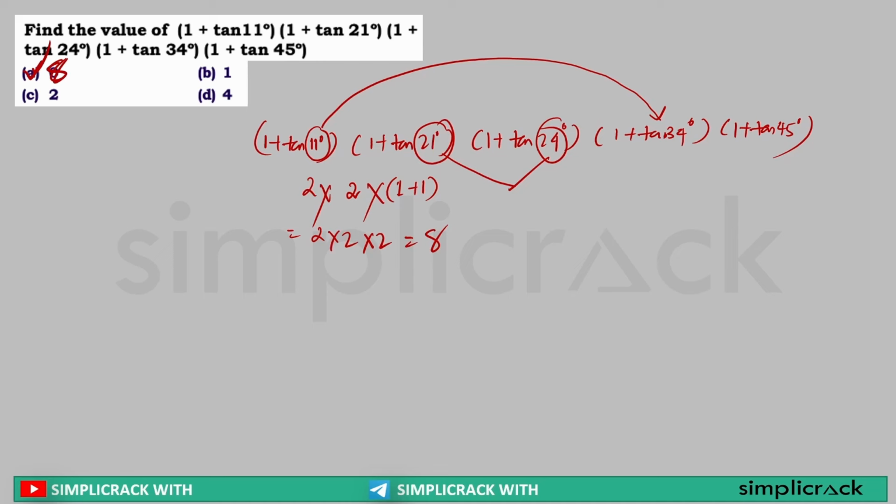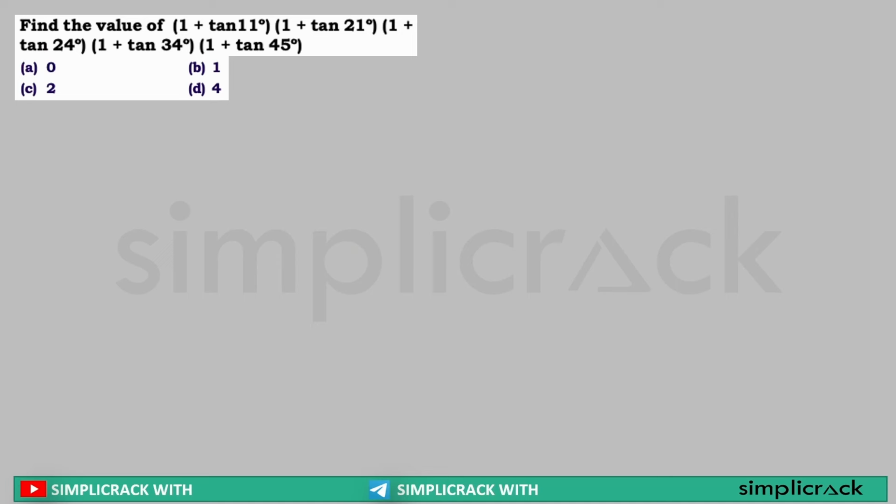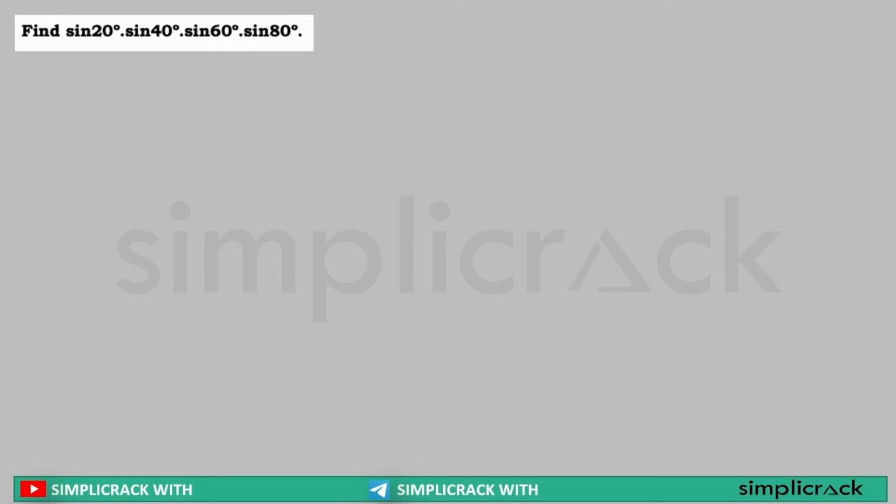Now, the last part of the whole class. This is a repeated question. Sir, sine 20 degree into sine 40 degree into sine 60 degree into sine 80 degree is equal to what? You need to remember this.